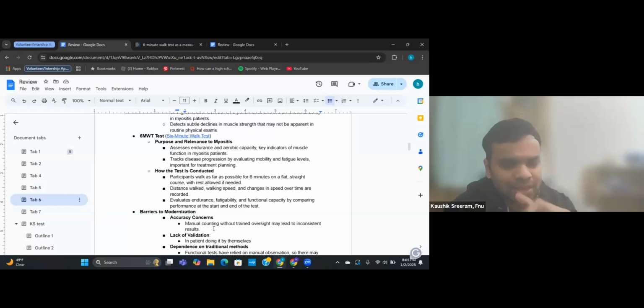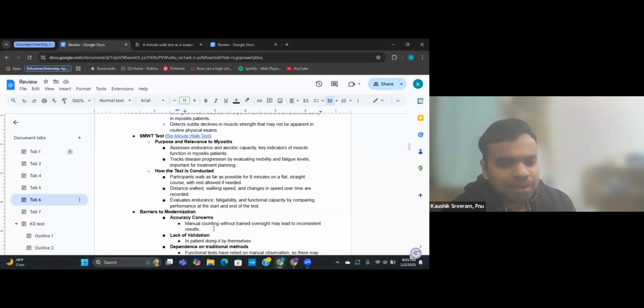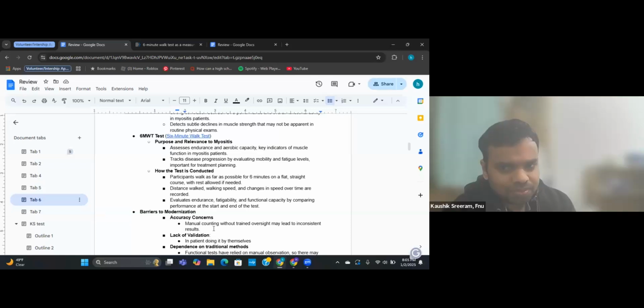So what is the test? How is it currently performed? How can it be performed? When it comes to how it can be performed, that's where you put references to other papers, stating how they have done it. Make sense? So that's what you do for the 6 minute walk test. And we said that barriers to modernization we are keeping as another section, because that's going to be the same for everything. So that's the thing that we wanted to move. Okay. Now move to sit to stand and tell me the same structure.